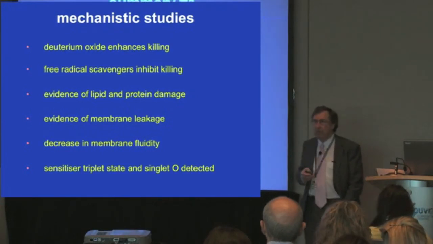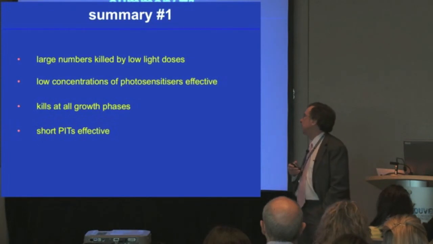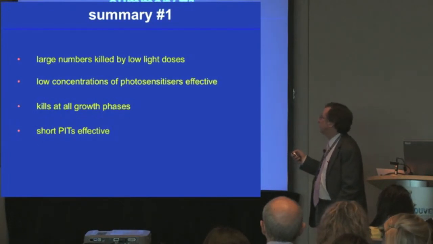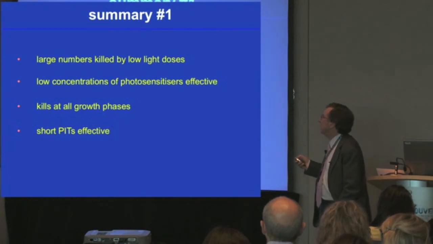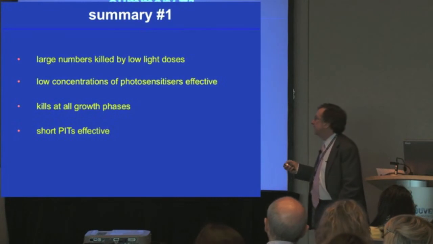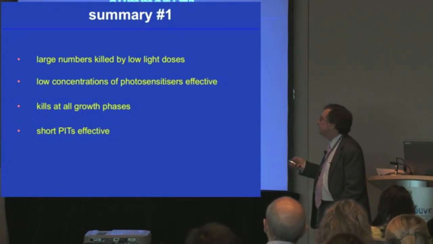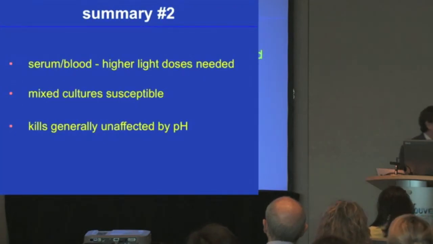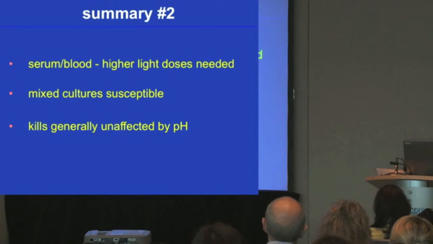So to summarize a lot of preliminary laboratory studies, we find that we can easily kill large numbers of organisms by low light doses. Low concentrations of the photosensitizers are effective. We can get kills at all growth phases, and short irradiation times are effective. We've carried out the experiments in serum and blood. This does have an inhibitory effect, but not total inhibitory effect. So we get fewer kills.